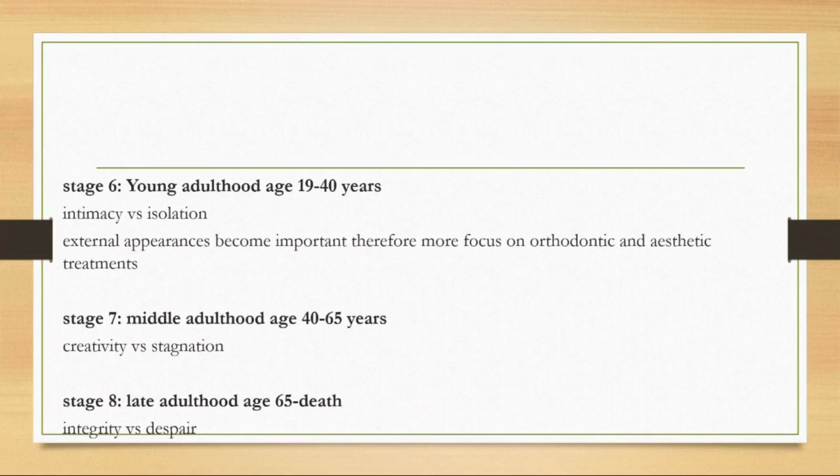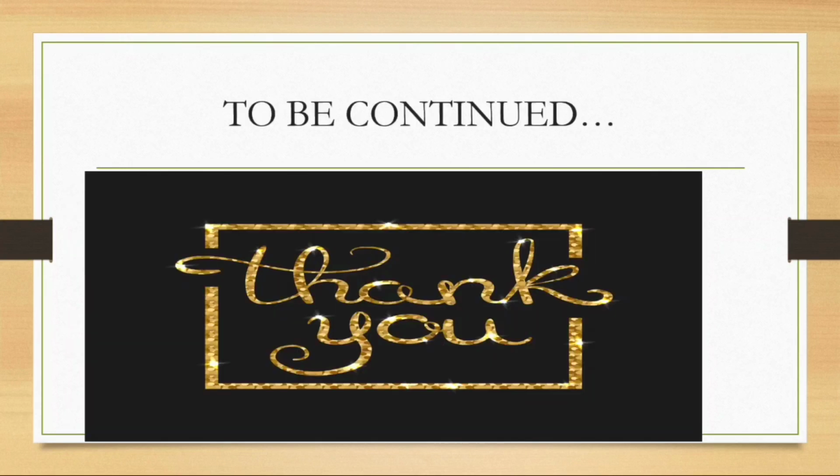Whereas 19 to 40 years is intimacy versus isolation. External appearance becomes important, therefore there is more focus on orthodontic and aesthetic treatment. In 40 to 65 years, it is creativity versus stagnation. And lastly, late adulthood, age 65 to death, is integrity versus despair. So that is all about the theories of child psychology.